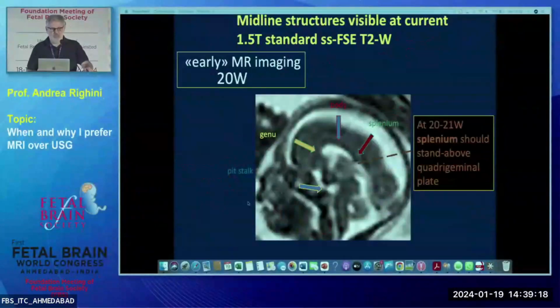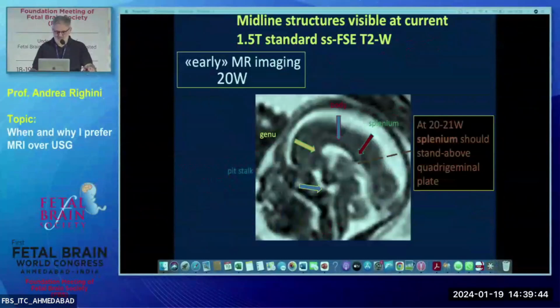Of course, this is not a very recent slide, so this is the level of quality you see with MRI about midlines. It's important to understand that, for example, already at around 10 weeks, the splenium of the corpus callosum should stand above the quadrigeminal plate.